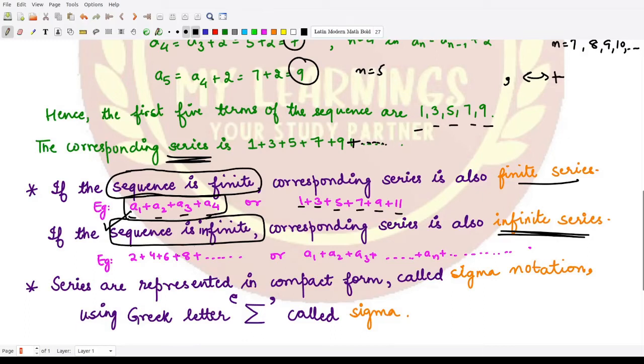So that means the number of elements could not be counted here. If that is so, when we add all the entries, all the numbers, our resulting series would also be infinite in nature. For example, if we create a series from the sequence of all even numbers, they start from 2, 4, 6, 8, 10, 12, 14, 16 and so on.